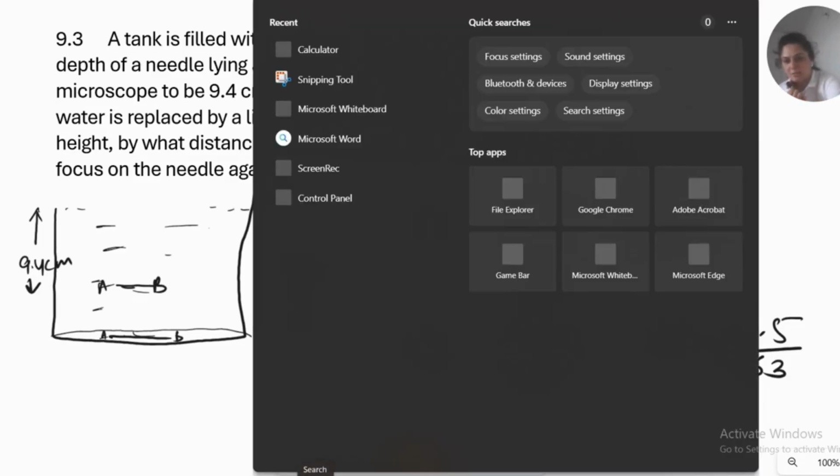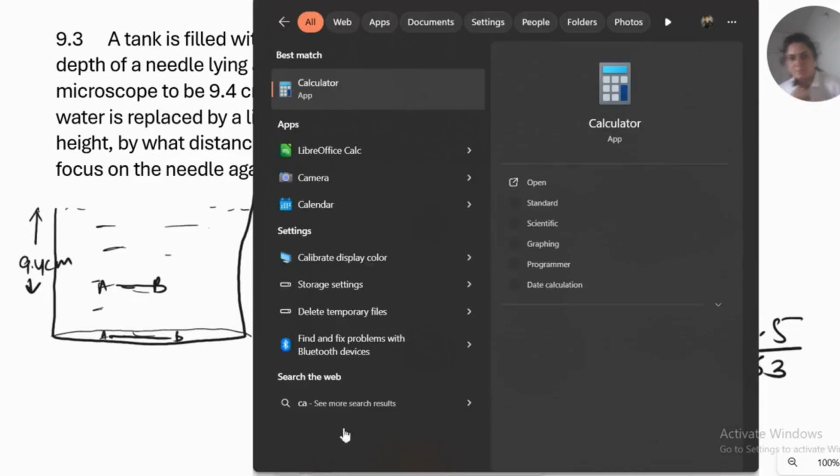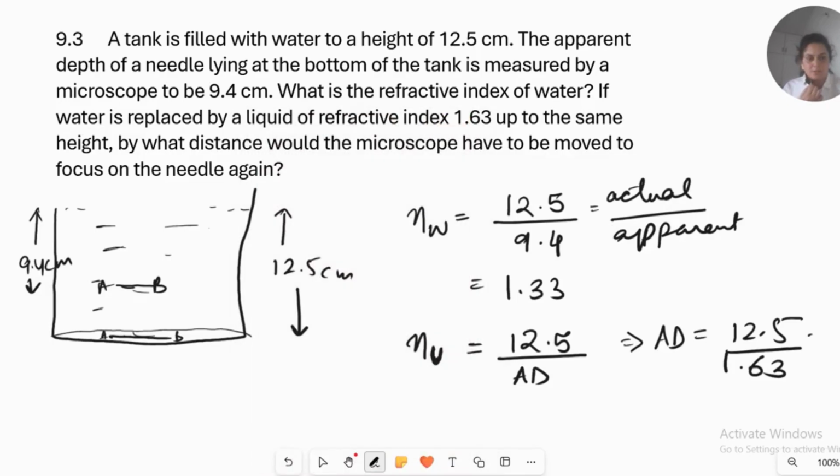So I'll take out calculator, and we'll see how much is this value. 12.5 divided by 1.63 is equal to 7.67. So by virtue of this liquid refractive index, the apparent depth is now 7.67. The AB is appearing to be at again upwards. So this apparent height has become less, 7.67 centimeter.